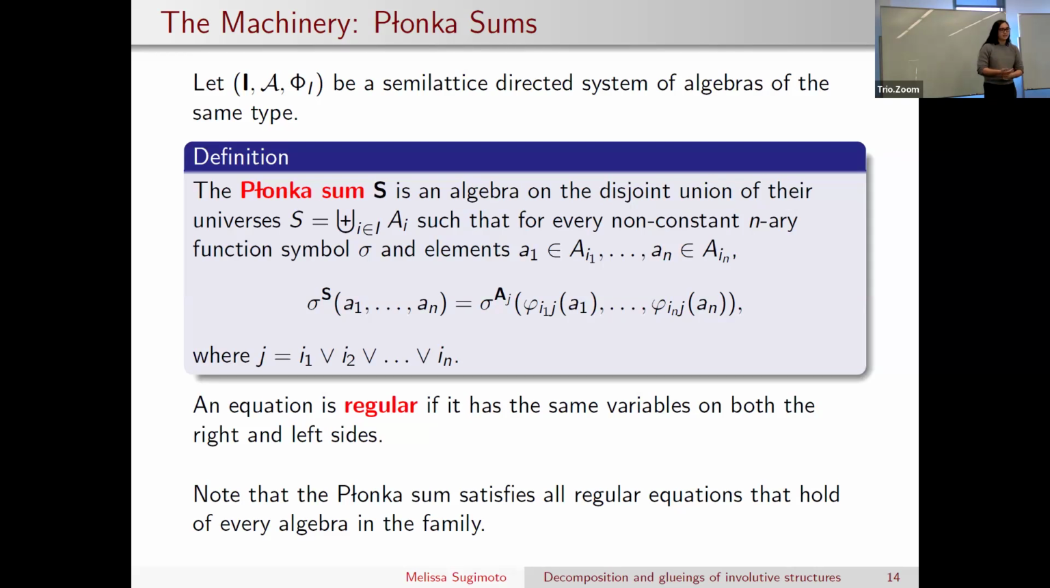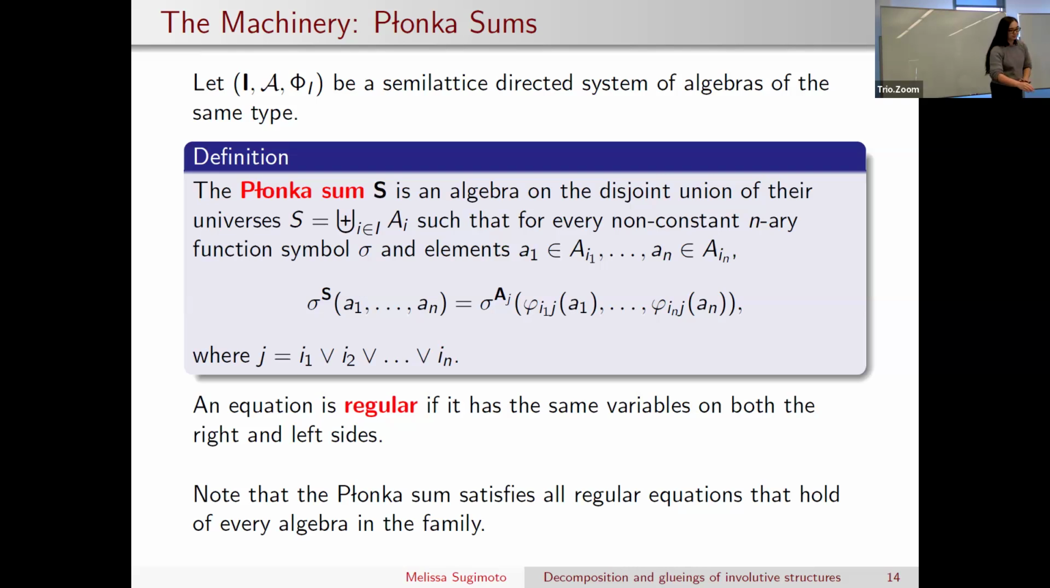And in the end, we get something on the same signature, and it will satisfy all regular equations that hold in every algebra in the family, which is to say an equation is regular if it has the same variables on both the left and right-hand sides of the equality. So it'll satisfy all equations that have the same variables on both sides of the equality.